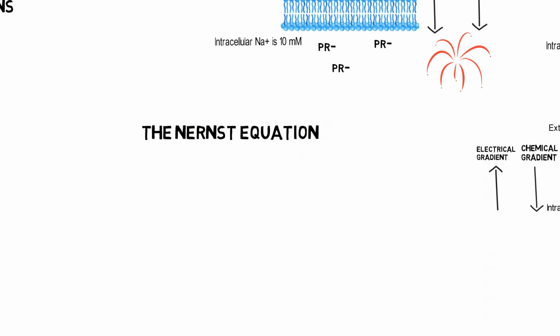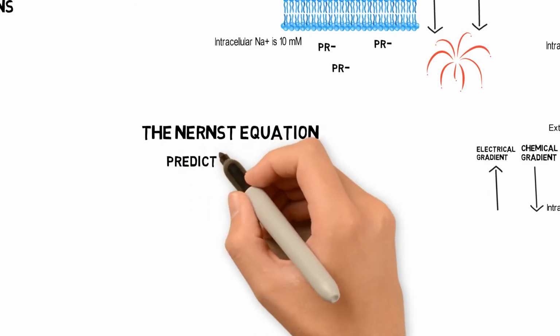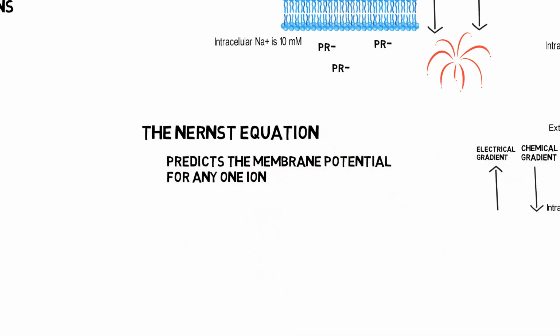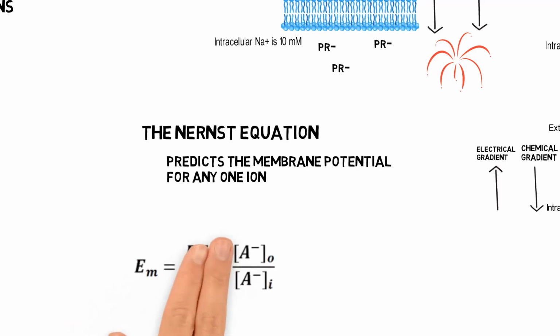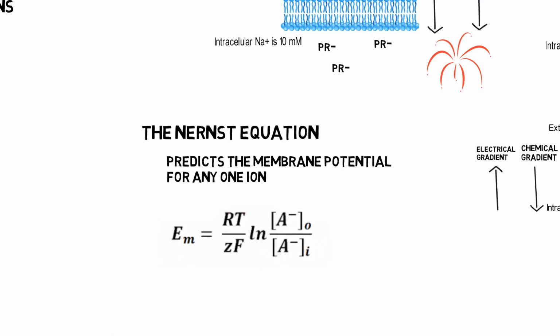Walther Nernst determined the Nernst equation by starting with Gibbs free energy. He determined the value of the membrane potential if only one ion was involved in maintaining that potential. His equation is: the membrane potential is equal to the gas constant times the temperature divided by the valence number times Faraday's constant. This is multiplied by the natural log of the concentration of the ion on the outside of the membrane divided by the concentration of the ion on the inside of the membrane.